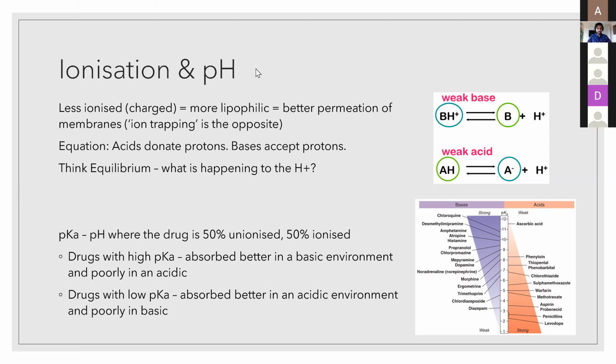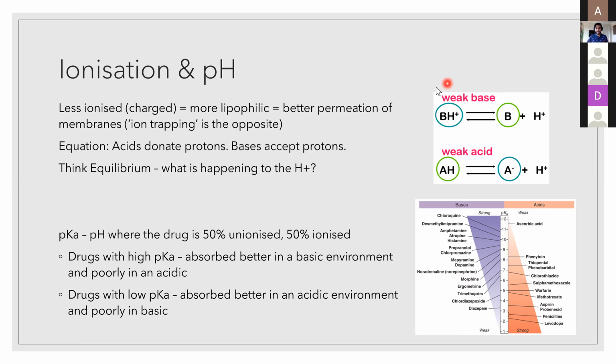Just before we hop in to explaining this, I just want to revise a bit of chem, which is remembering that acids donate protons and bases accept protons. That's important to note because some drugs will tend to be more acidic and some drugs will tend to be more basic. And depending on that, we will see how it becomes ionized or unionized. And that's described by this equation here.